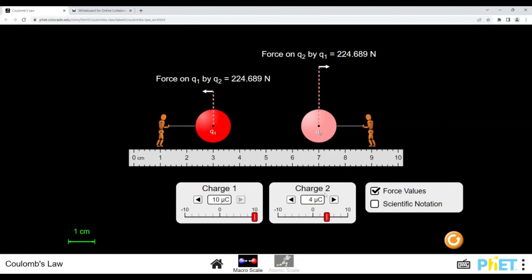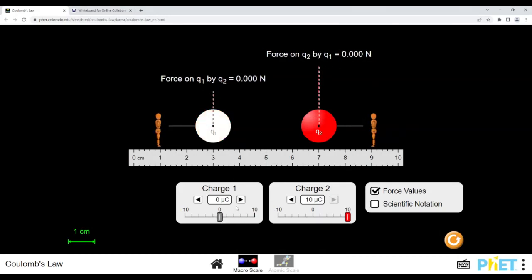And so now I'm up to 200 and something. If I increase this one, now I'm up to 500 and something. And so notice that a bigger charge is going to make a bigger answer. Then if I want to go smaller with it, I can decrease this, and obviously if I make it 0, then there's nothing here.